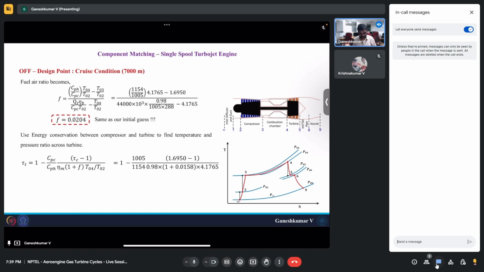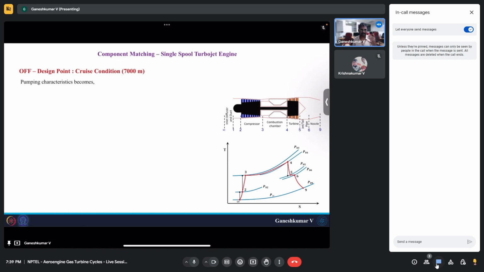So if you substitute this, you will end up having tau t to be 0.8551, and with the tau t you can also find pi t. Pi t is nothing but the pressure ratio across the turbine, which is P05 by P04, which is 0.4798. Okay, so this tau t is important, and we are going to use it for the upcoming calculations.